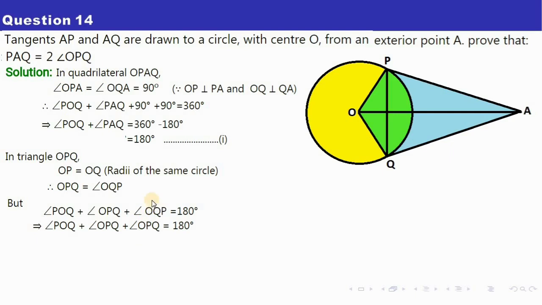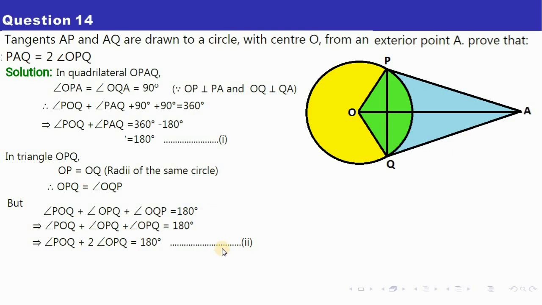Okay, so I'm turning this OQP into OPQ. Now let us see what is happening here. So OPQ and OPQ, when you add them, you'll get 2 times OPQ, right? So POQ plus 2 times OPQ will be equal to again 180 degrees.